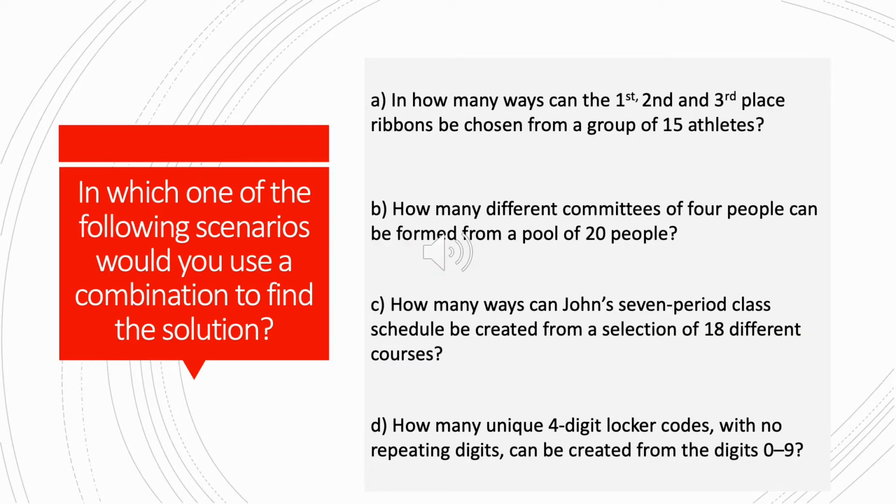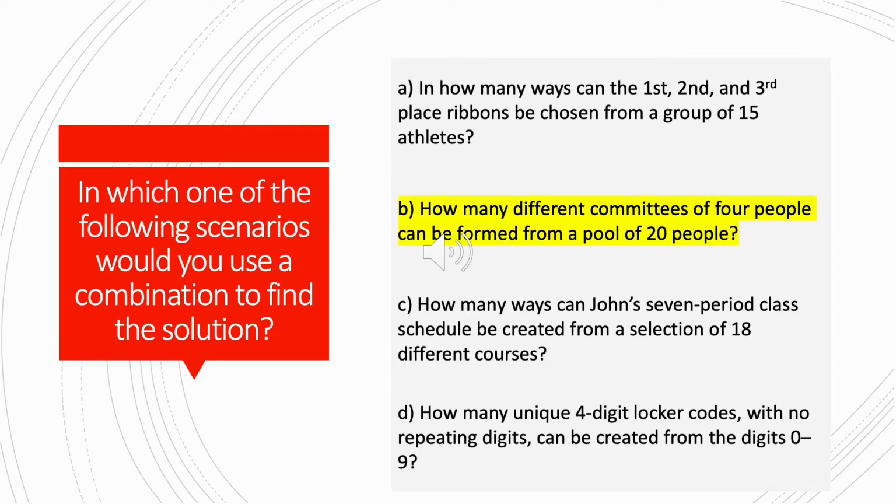In which one of the following scenarios would you use a combination to find the solution? The answer is choice B. How many different committees of 4 people can be formed from a pool of 20 people? Remember, combination means the order does not matter. It does not matter the order in which you choose 4 members from a pool of 20 people. It would matter if you had titles for the members such as president, vice president, etc., but we don't here.